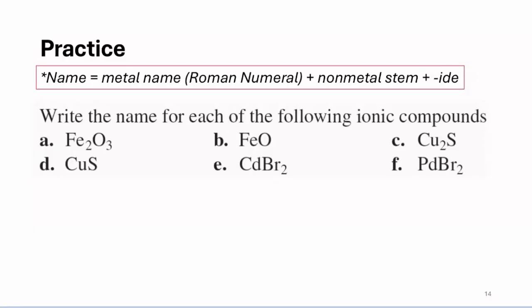Let's do chemical formula to name. You can see that in the red box, it has the parameters of how we go from chemical formula to name. Similar to what we learned previously for naming binary ionic compounds, the first word is going to be the name of the metal. Then in parentheses, we're going to do the Roman numeral for the charge of the metal. Lastly, we're going to do the nonmetal stem followed by the suffix -ide.